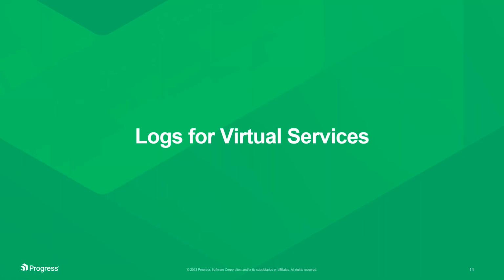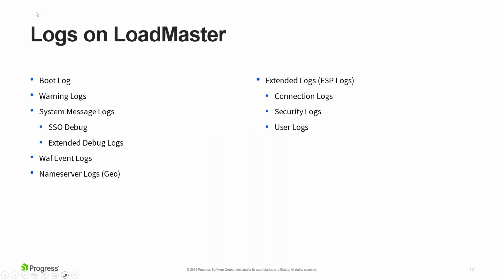Some of you already saw. There are boot logs, which tell you that the load balancer is actually based on Ubuntu. Then warning logs, which are your logs for your audits: when did what change happen, from whom? System message logs, which show you nearly everything. You can add to that the SSO debug traces or extended debug traces. Then we have WAF event logs, name server logs, that's GEO, and the extended logs, ESP logs for connection, security and user logs.